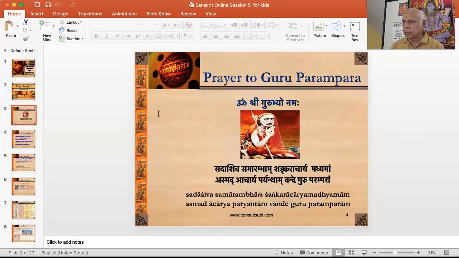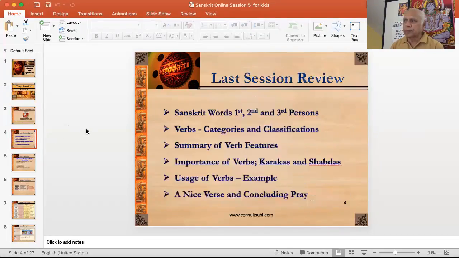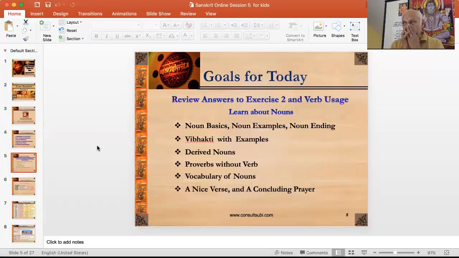Okay, let's see what we did last session. We learnt about the first, second and third person Sanskrit words and different categories and classifications of verbs. I explained to you the summary of verb features. Also, how verbs are important, the karakas and sabdas, and I gave you some examples of how to use verbs. And we had a very nice verse and a concluding prayer. Okay, having said that, let's go to what we want to do today.